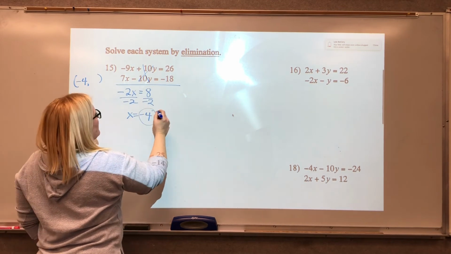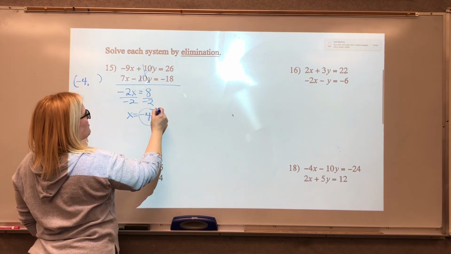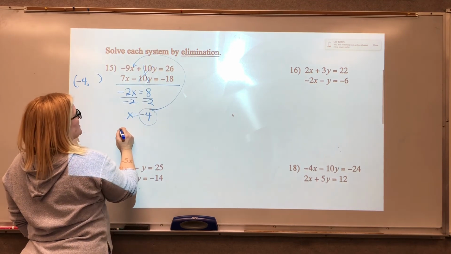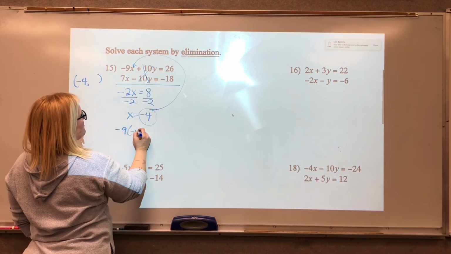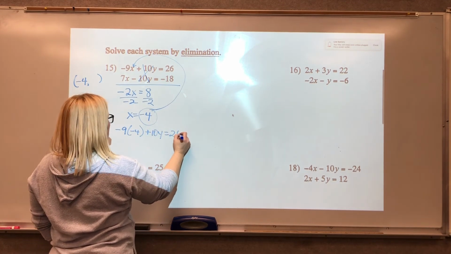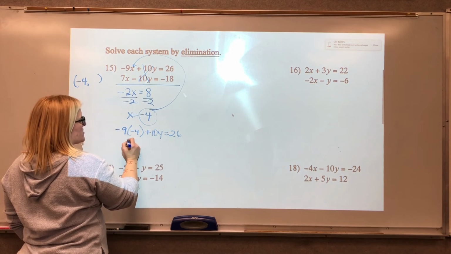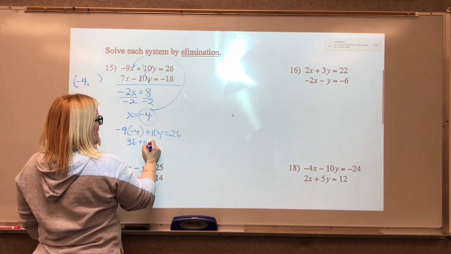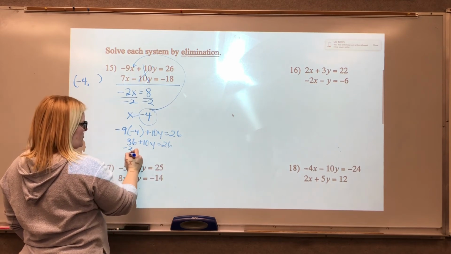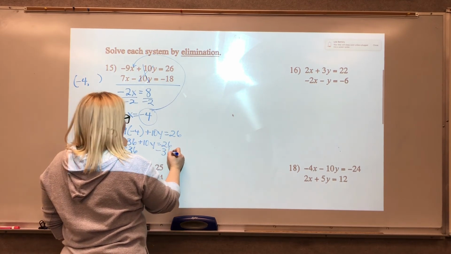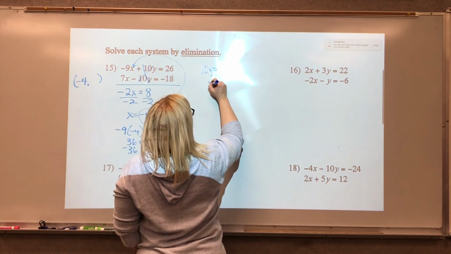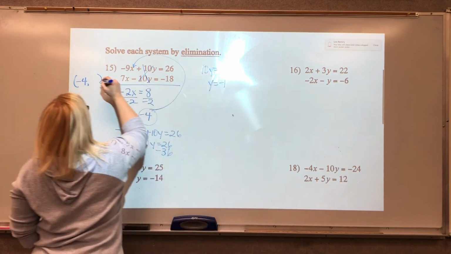So I can put that over here, negative 4. And just like with substitution, with elimination I plug this back in, so I'll plug it in here, and I get negative 9 times negative 4 plus 10y equals 26. Negative 9 times negative 4 is 36, plus 10y is 26. Subtract 36 from both sides, and I get 10y equals negative 10, so y equals negative 1.